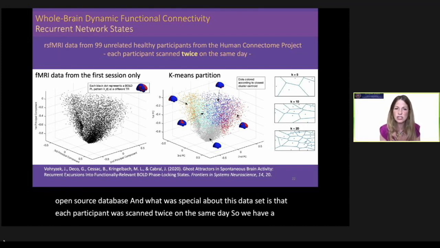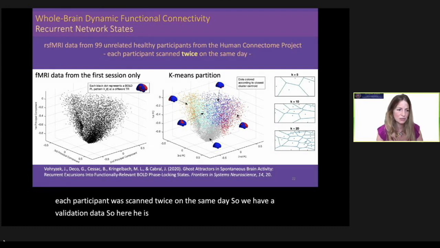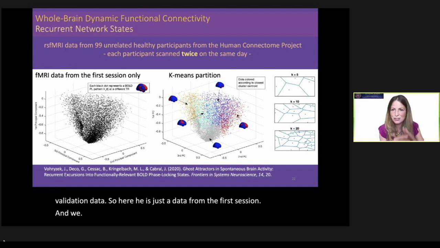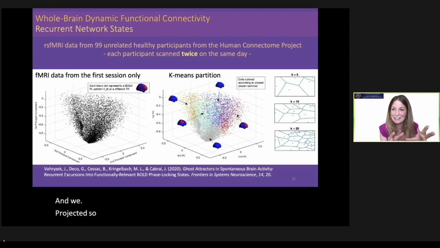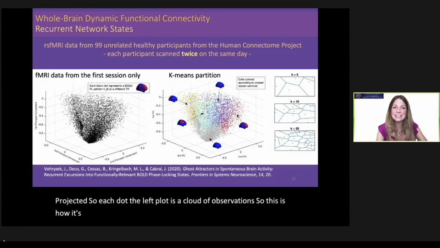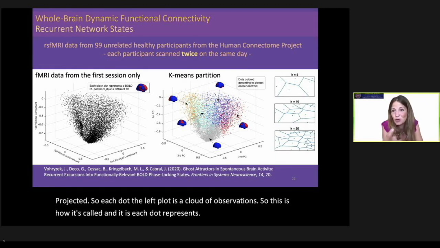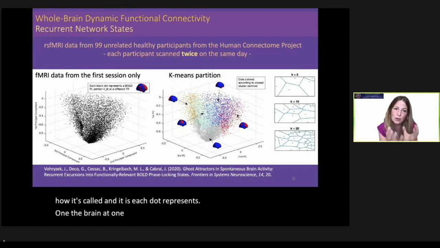So here we use just the data from the first session, and we projected. Each dot in the left plot is a cloud of observations. So this is how it's called. Each dot represents the brain at 1 TR, so the BOLD phase locking pattern detected at each TR.